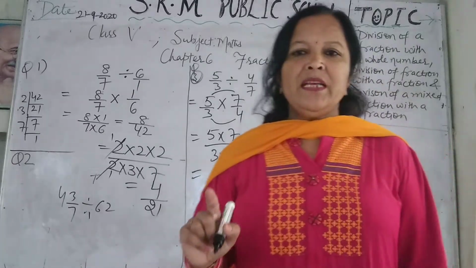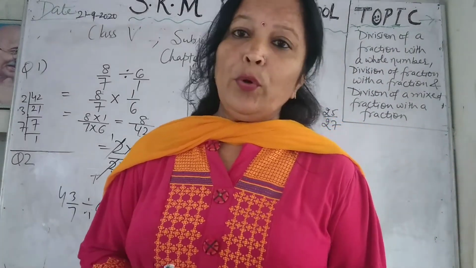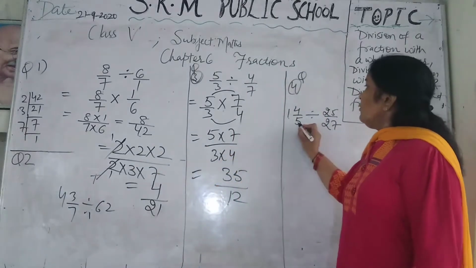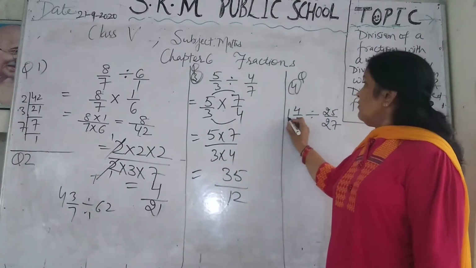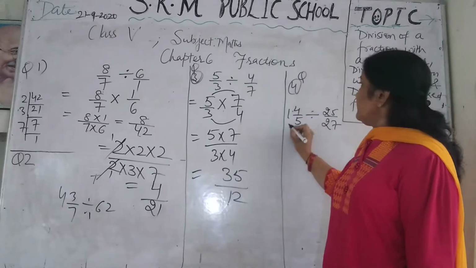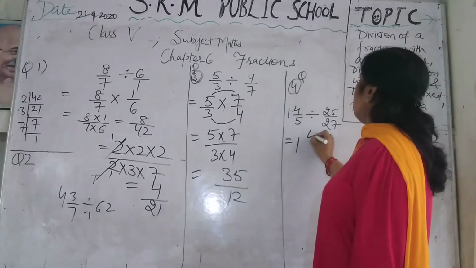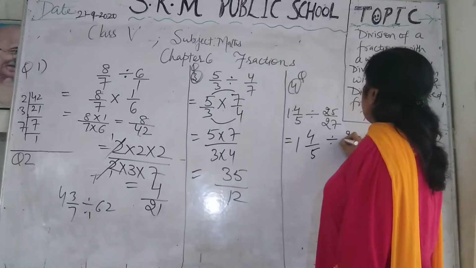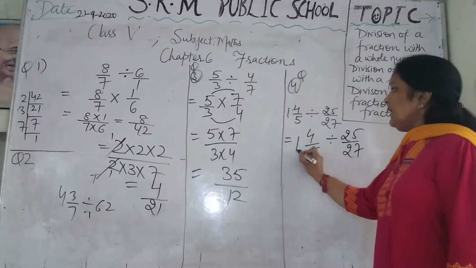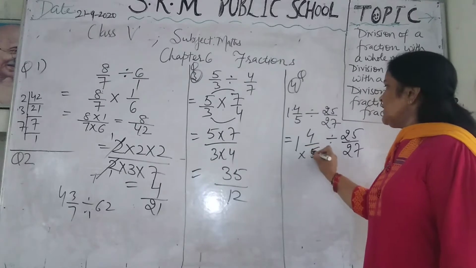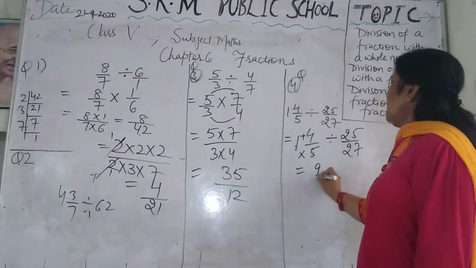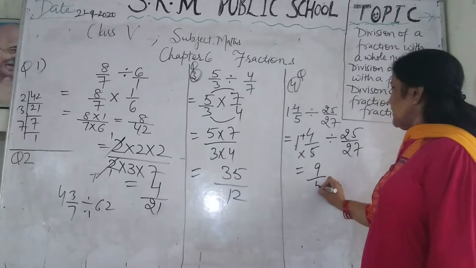First of all, the mixed fraction will be converted into an improper fraction. How do we convert? 5 ones are 5, plus 4, 9. It is like this: 1 whole 4 upon 5 divided by 25 upon 27. Now you will multiply 5 by 1. 5 ones are 5, 5 plus 4, 9. 9 upon, the denominator you will write the same.